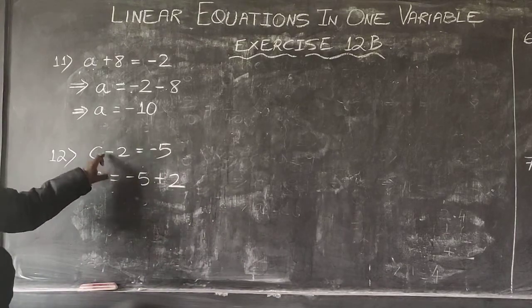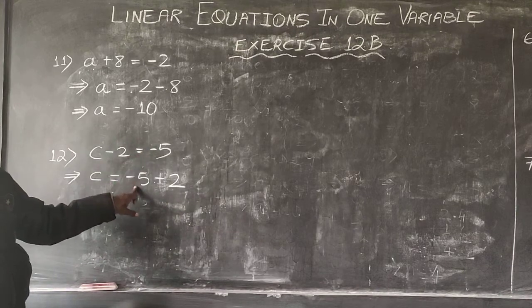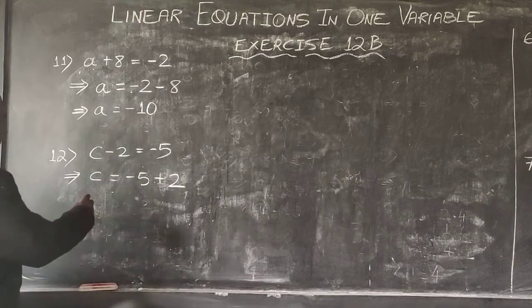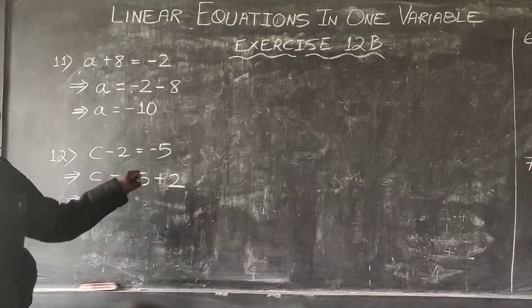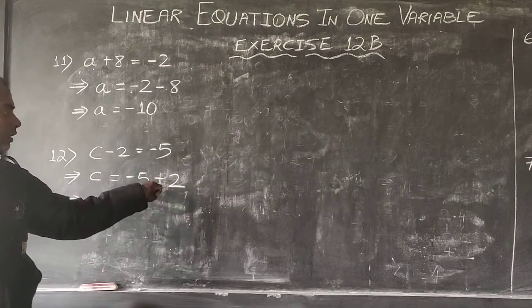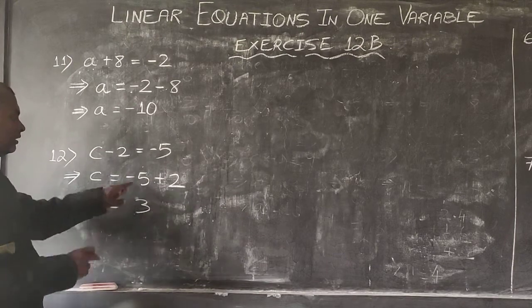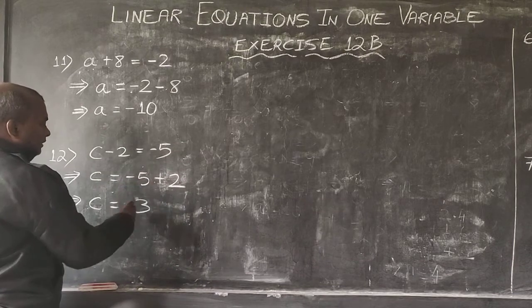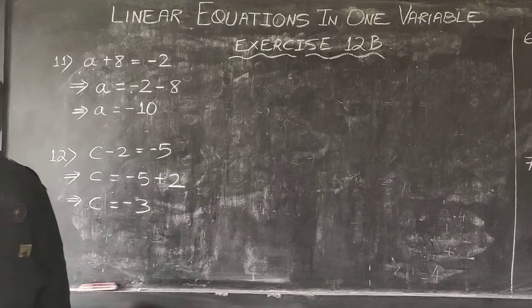Minus 2 has to be transported on the other side. Minus 5 is already there. When minus 2 goes on the other side, it becomes plus 2. So minus 5 plus 2. Opposite sign numbers we subtract, the bigger minus the smaller. 5 minus 2 is 3. And whichever number is the bigger number, whatever sign it has, that sign will be there. So out of 5 and 2, 5 is bigger, it has minus sign, so minus sign will come. C value is minus 3.